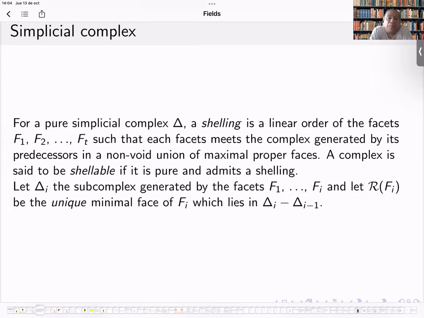The second invariant is the shelling polynomial. When you have a pure simplicial complex, like in our case, then a shelling is an order of the facets of the simplicial complex, F_1, F_2, up to F_t, in such a way that each facet meets the complex generated by the previous facets in a non-void union of maximal proper faces. So a complex is going to be shellable if it is pure and admits a shelling. And there's a quantity associated in this shelling to every facet. If you consider delta_i to be the subcomplex generated by the first i facets in the shelling, then you can find a unique minimal face of F_i, which we are going to denote by R(F_i), that lies in delta_i but wasn't in delta_(i-1).